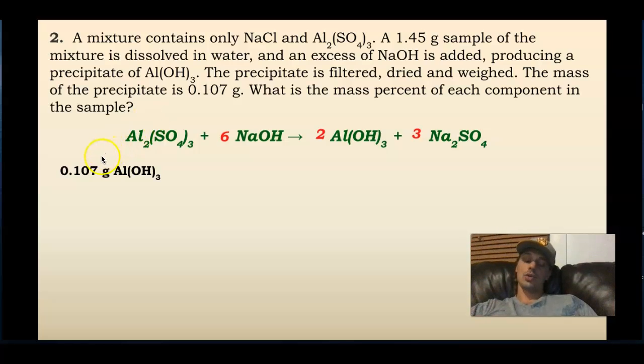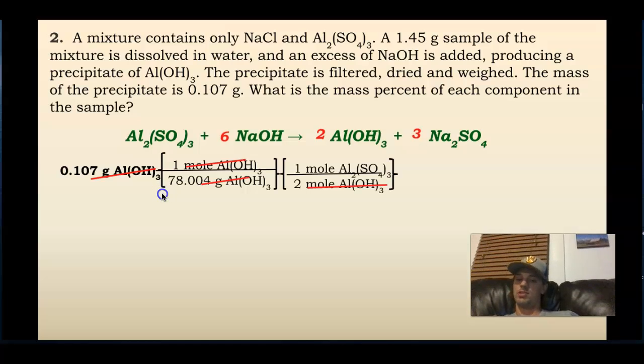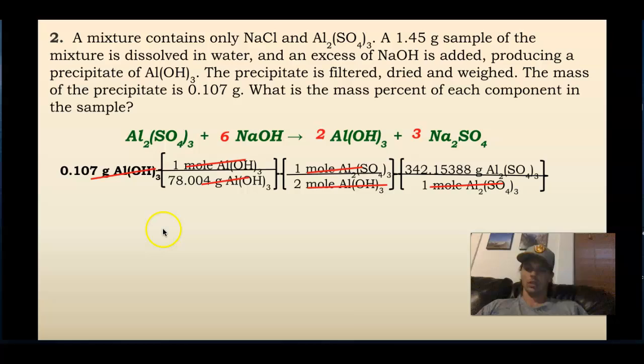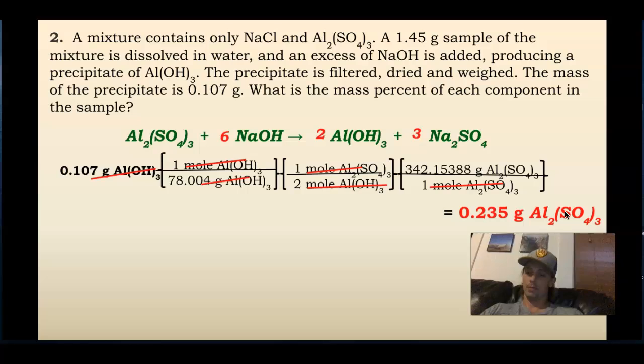All right, so in this case, aluminum hydroxide was produced from aluminum sulfate. That is my limiting reactant. I want to see how much aluminum sulfate I must have had to produce this amount of aluminum hydroxide. I'm just doing stoichiometry, going from aluminum hydroxide to aluminum sulfate. So I go to moles of aluminum hydroxide, I go to moles of aluminum sulfate, and then I go to grams of aluminum sulfate. Now, once I get grams of aluminum sulfate, this tells me how much aluminum sulfate I started with. That was in my mixture.